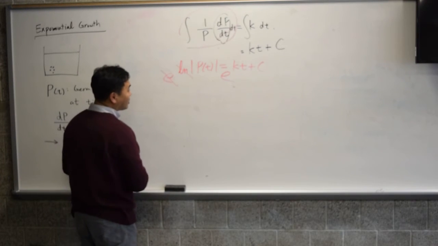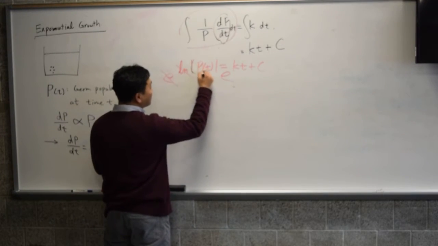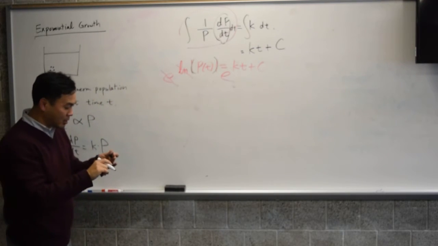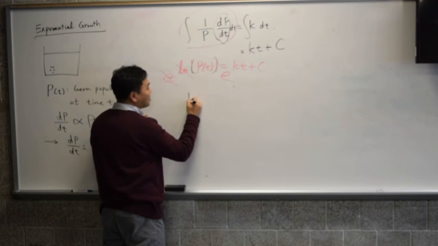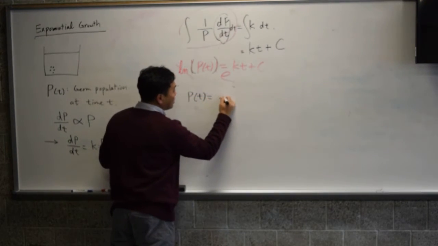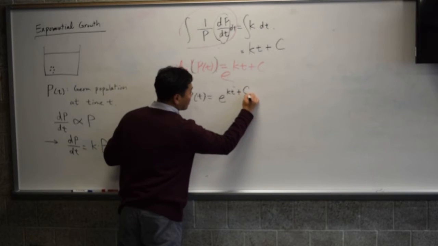And we're almost there. And by the way, we'll just assume that p of t is always positive, so you don't need the absolute value. Population is always positive, right? So we have p of t equals e to the kt plus c.